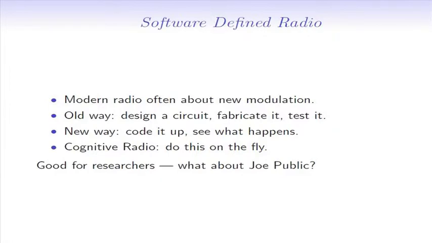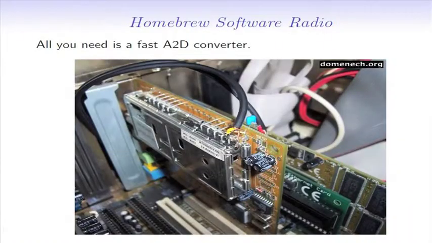So why would you bother doing this? Well, in the old days, if you wanted to design a new form of modulation, which is the way you send the information, you had to design a circuit, you had to fabricate it, you had to discover it wasn't made right, you had to go around again, you had to get somebody to build it again, then you try it out. But with software, you can just rewrite the program. In fact, you can even do this at home.